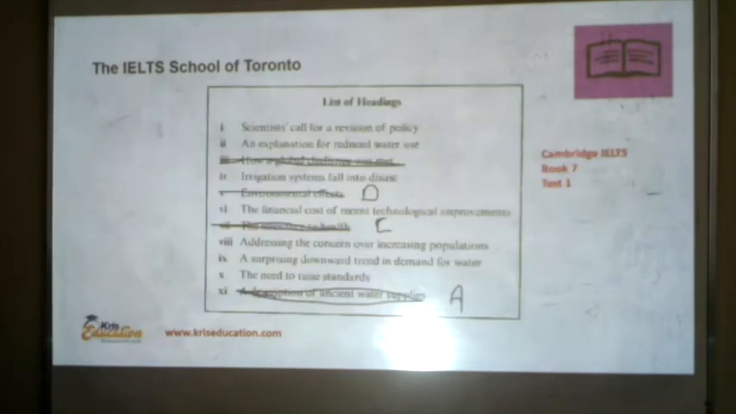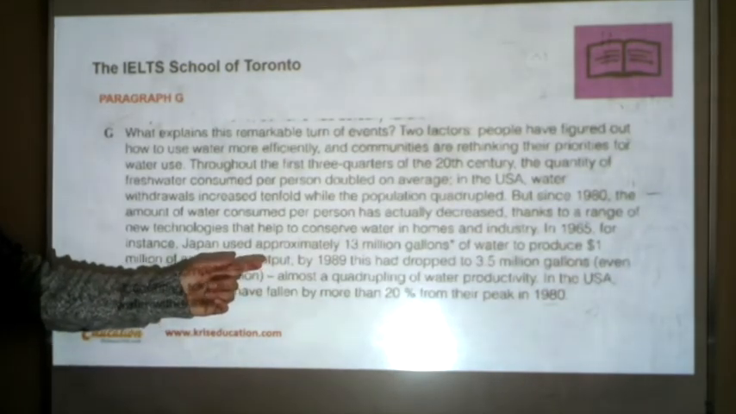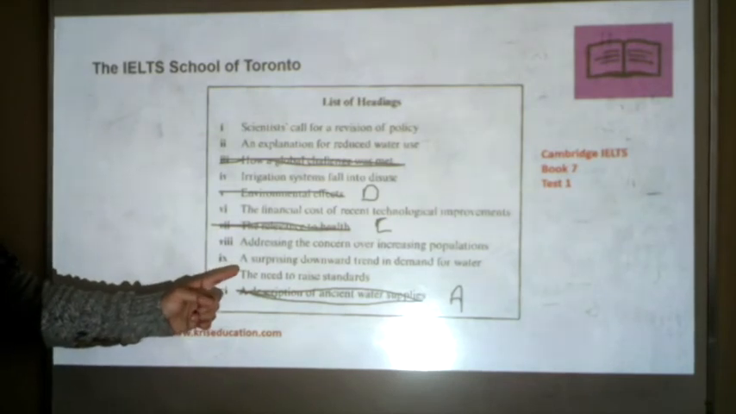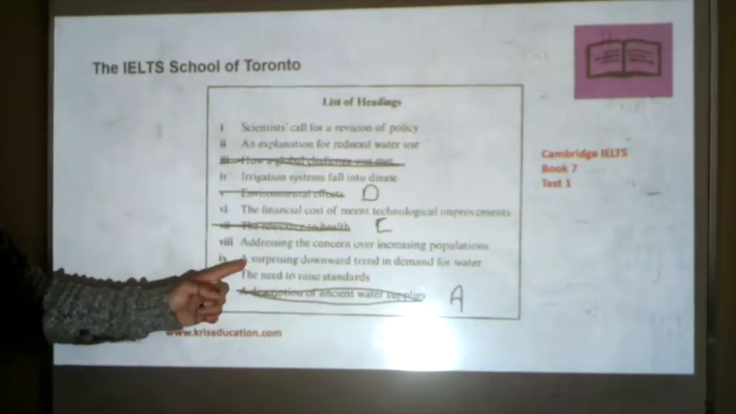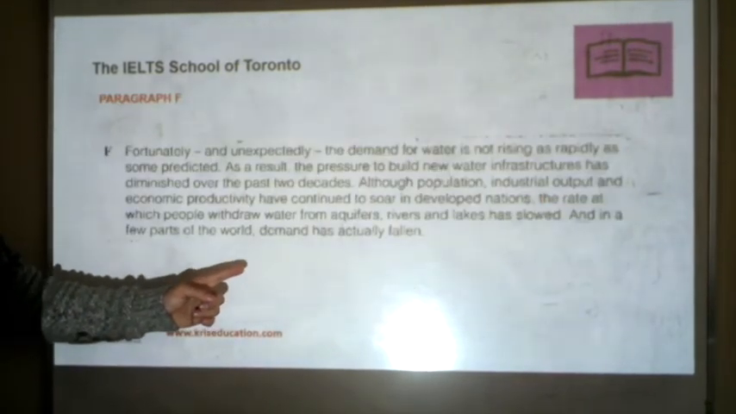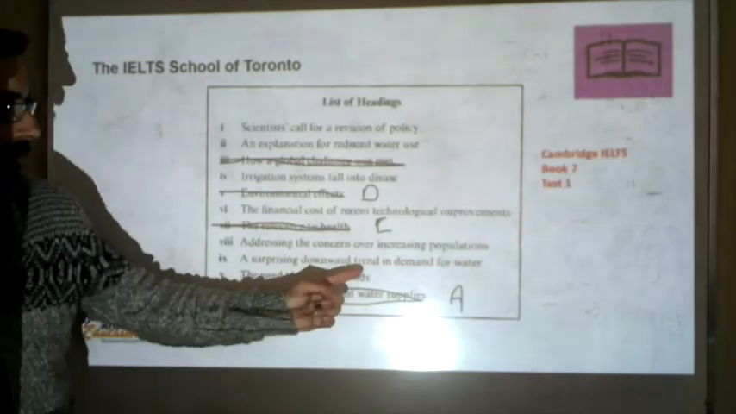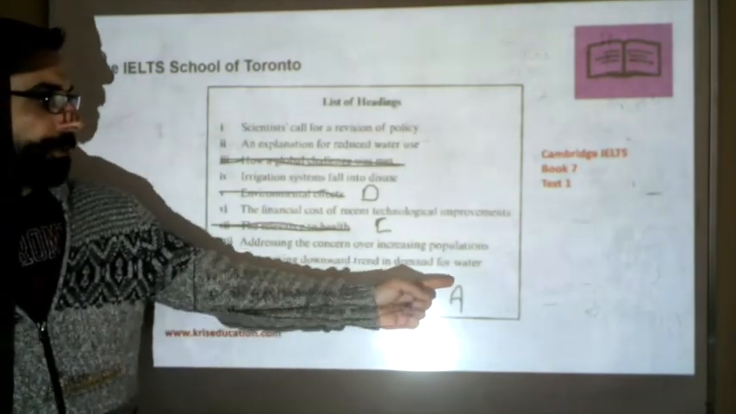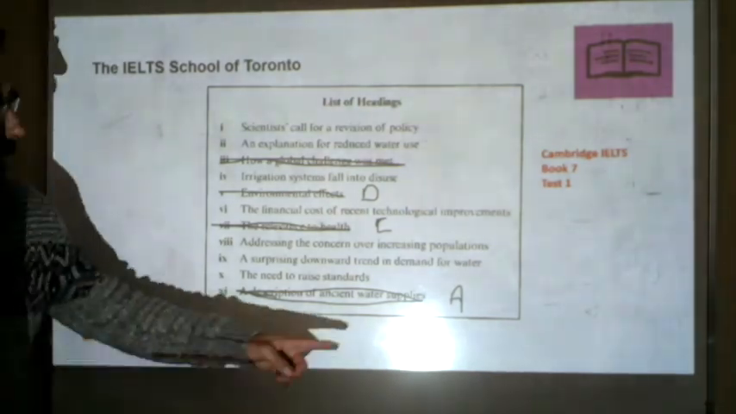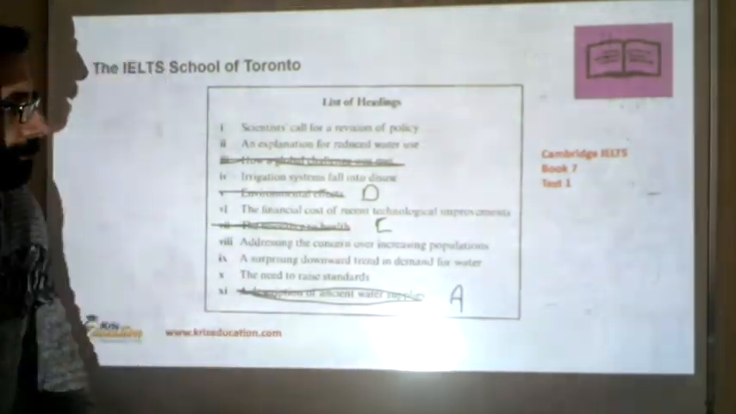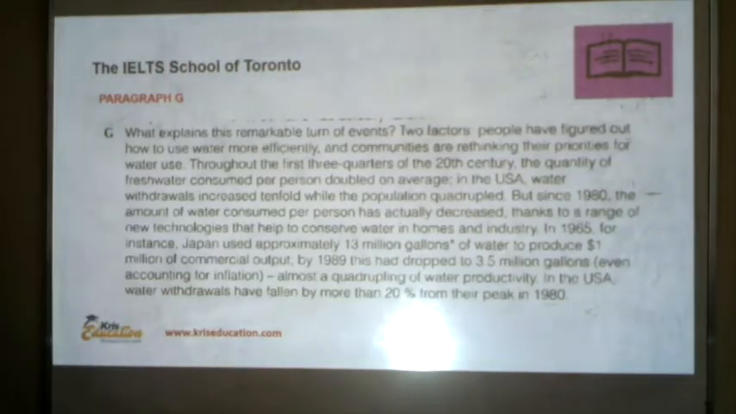Then we've got the heading for this one too, and the heading for paragraph F is 9. A surprising downward trend in demand for water. So this is F. And let us go together to paragraph G.